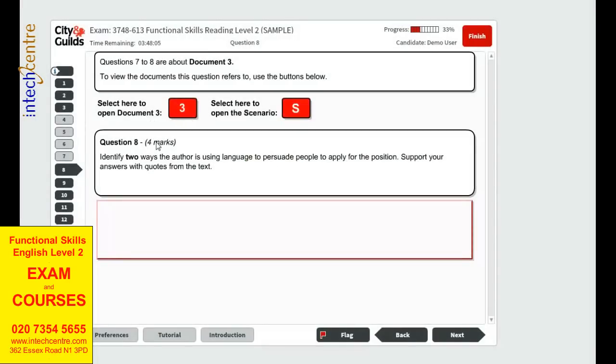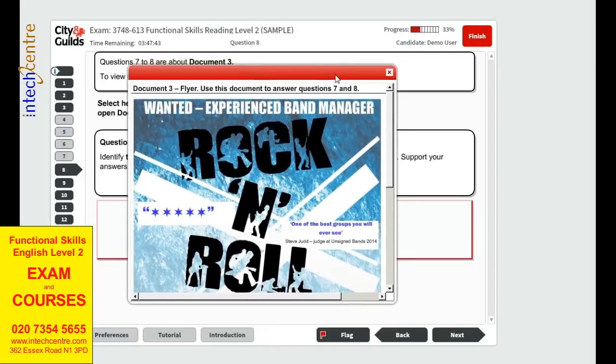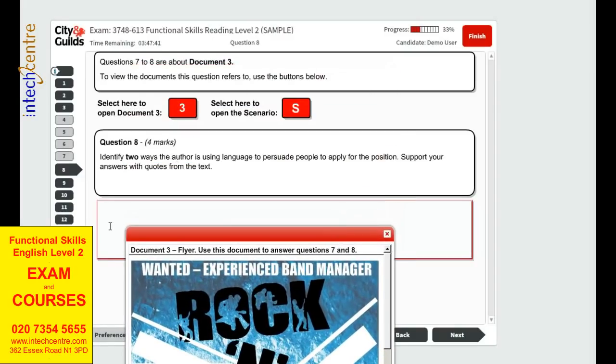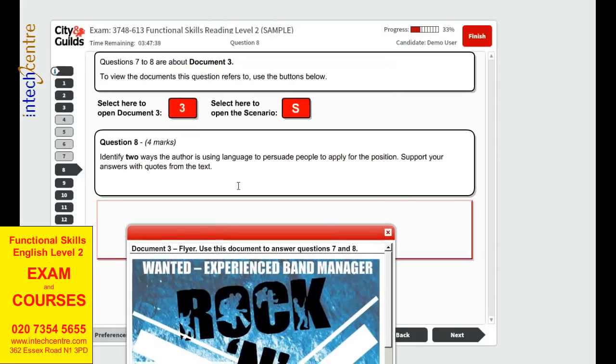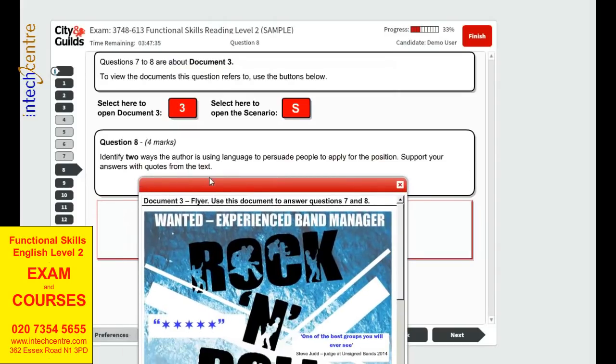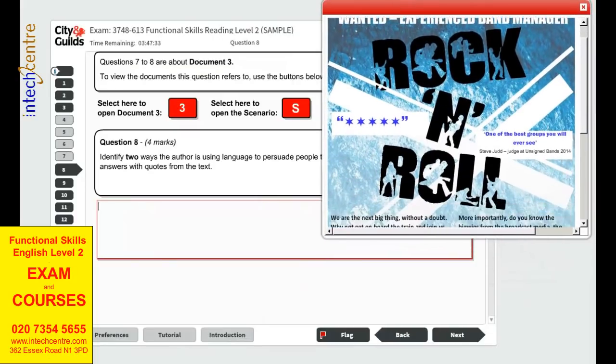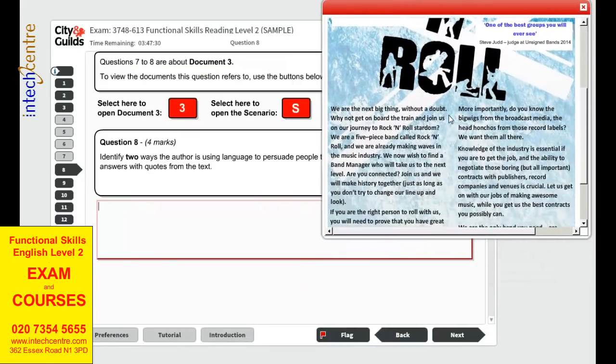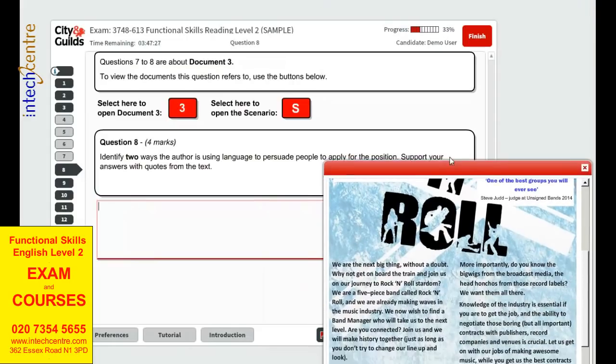Okay, here we go. Another 4 mark question. So this is very important that we read this carefully. Identify 2 ways in which the author is using language to persuade people to apply for the position. Support your answers with quotes from the text. So again, language. So we need to identify language techniques. As it is 4 marks, we can't just identify 2 language techniques. We need to find the examples. Support your answers with quotes from the text. So we need examples to support our answers, to persuade people to apply for the position.